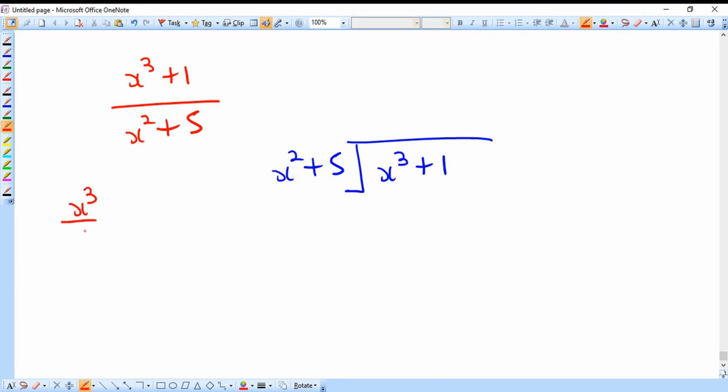So x cube divided by x square will give us x. We write x in the quotient. Then x multiplied with x square will give x cube, plus x multiplied with 5.